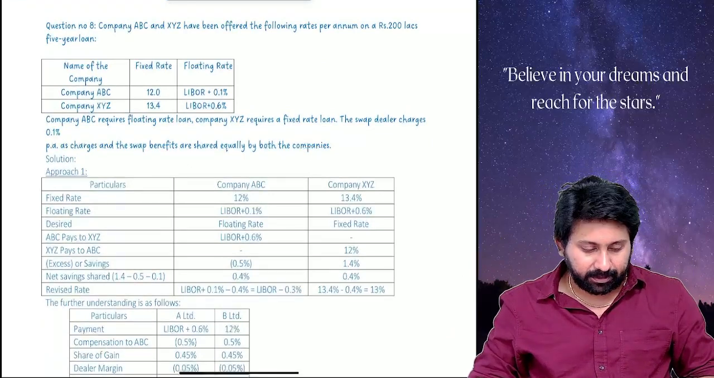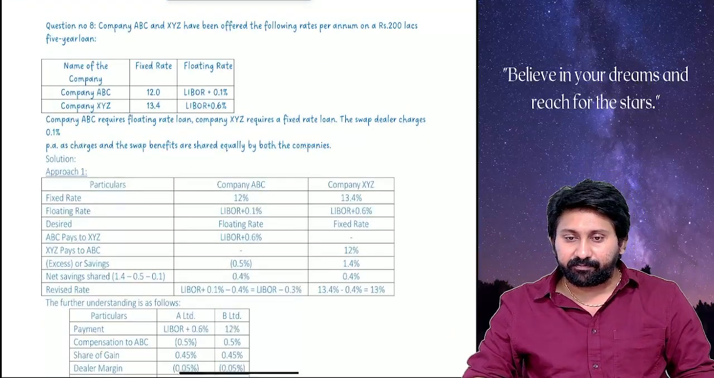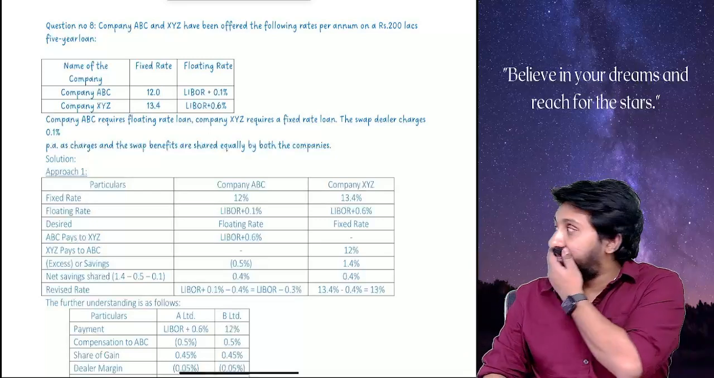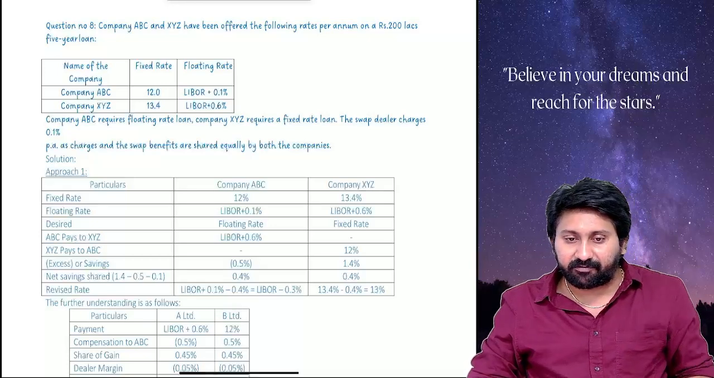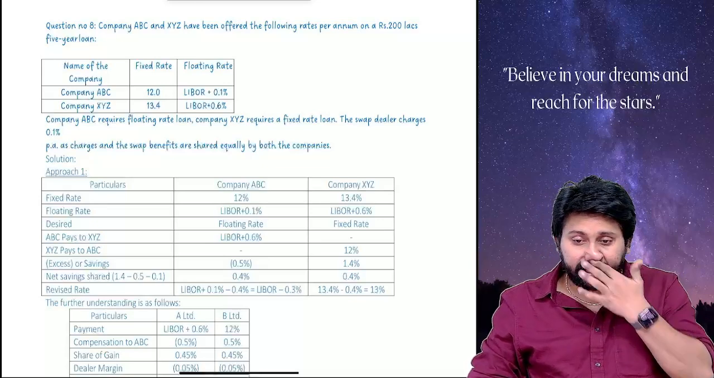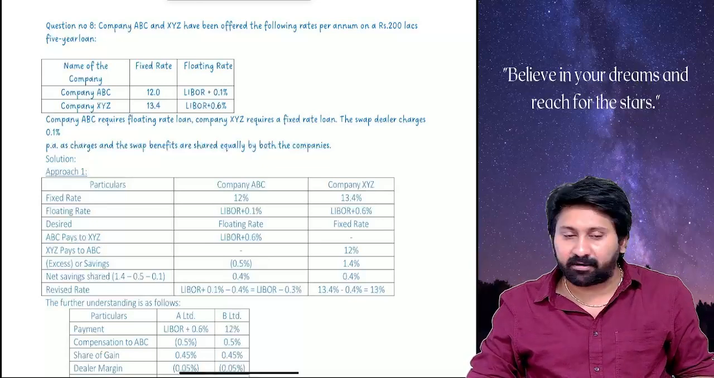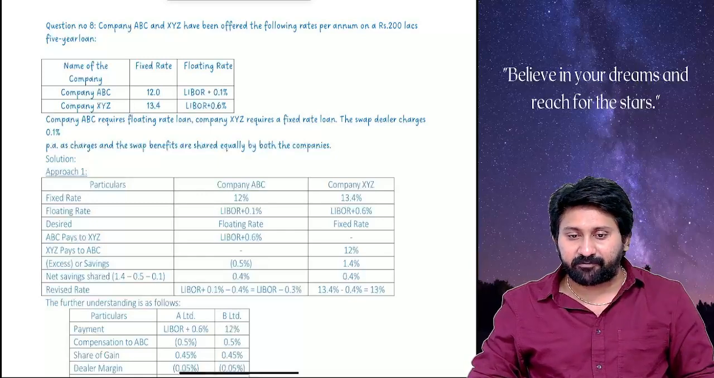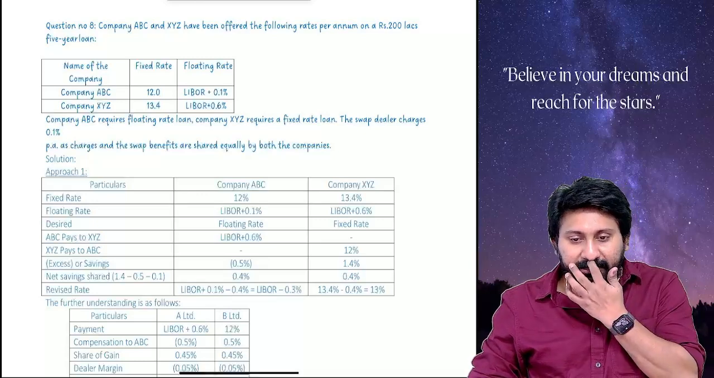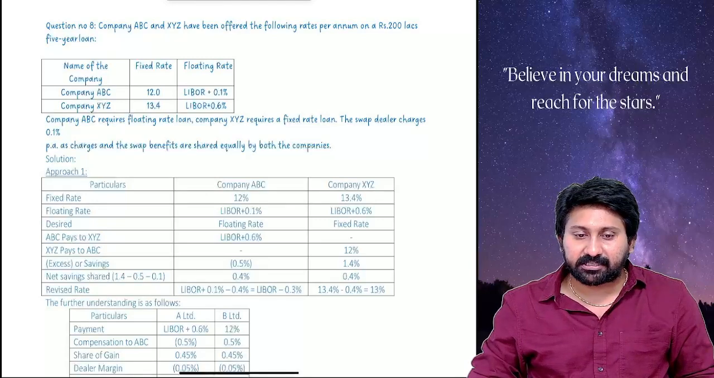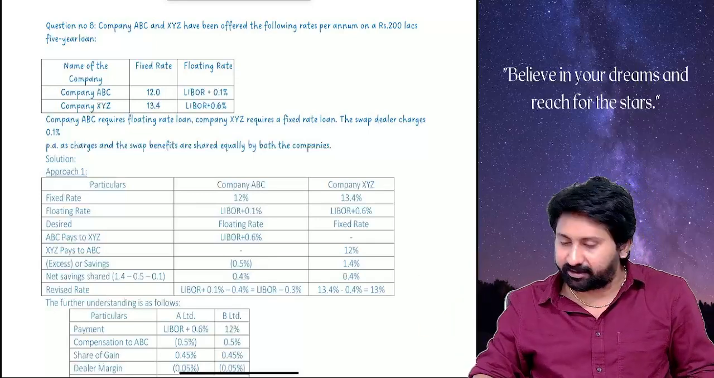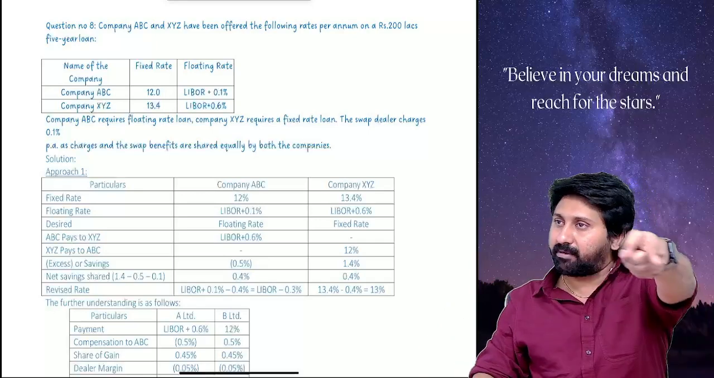Company ABC and XYZ have been offered the following rates per annum on a rupees 200 lakhs 5-year loan. Name of the company, fixed rate and floating rate. Company ABC: fixed rate 12, floating rate LIBOR plus 0.1%. Company XYZ: 13.4, LIBOR plus 0.6%. ABC requires a floating rate loan. Company XYZ requires a fixed rate loan. Swap dealer charges 0.1%, shared by both of them equally. Swap benefits also will be shared. Shall we do it? One problem we have already done in this way.